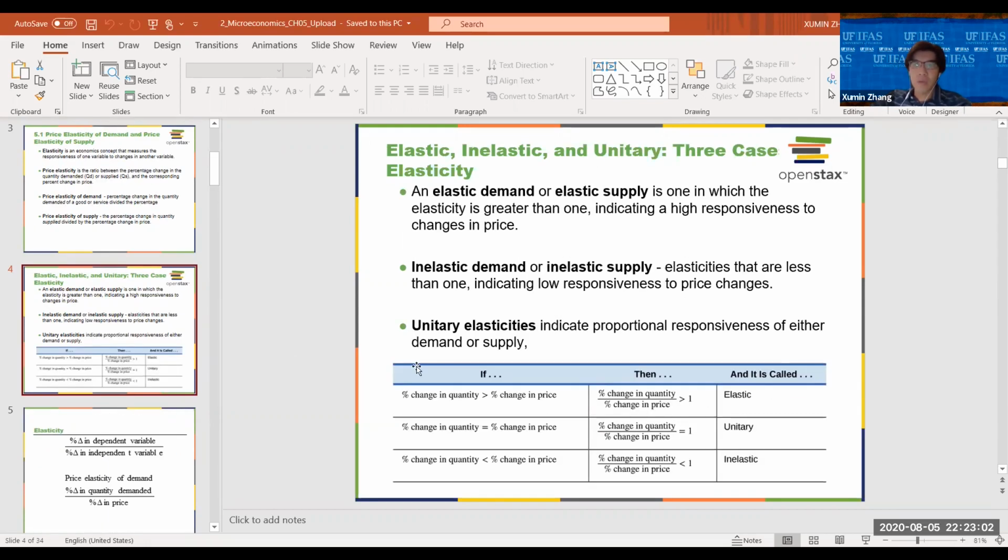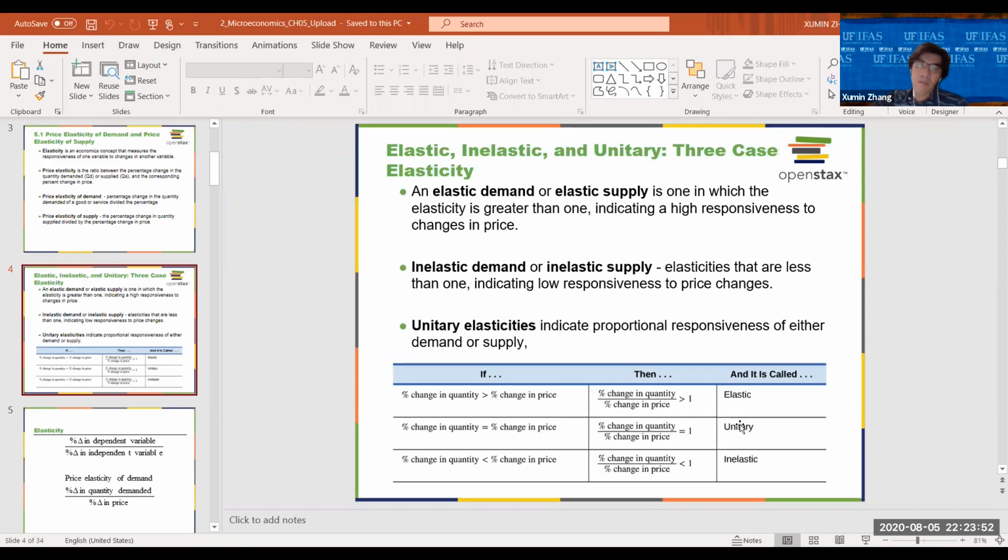Before I introduce how to calculate the elasticity, I need to tell you some very basic terms: elastic, inelastic, or unitary. There are 3 different cases of elasticity from this definition. If the percentage change in quantity over the percentage change in price is greater than 1, we call this elastic. Simply speaking, the quantity is very responsive to the price change.